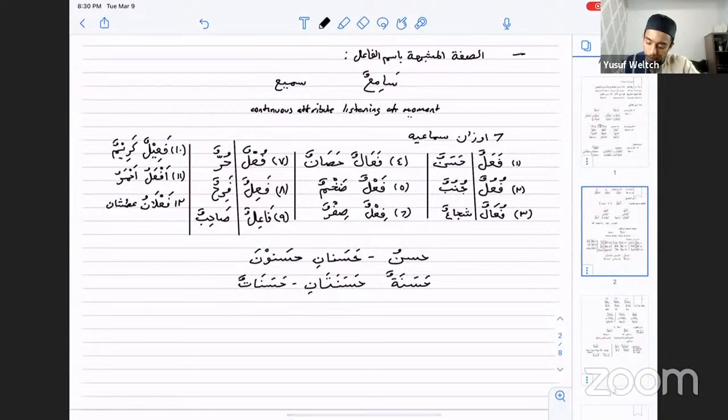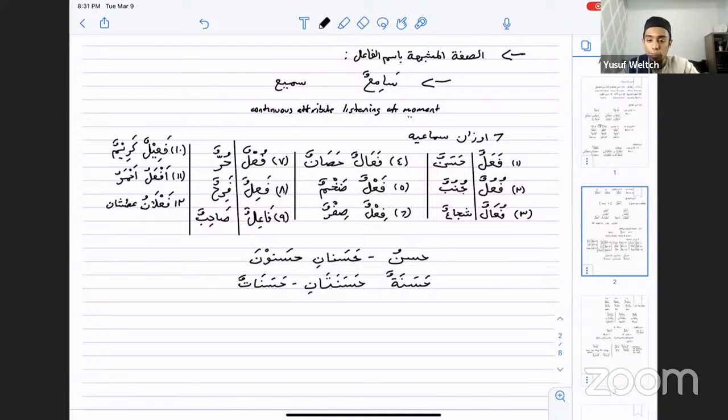If you look here, it says sifa al-mushabbaha bi-ism al-fa'il. So it's an adjective that resembles the active participle, the ism al-fa'il. This adjective kind of resembles the ism fa'il. So here we have two examples. Sami'un, what kind of word is sami'un? Which type of derivative noun is sami'un? It comes from sami'a, but what type of word is it? A doer. Fa'il. What's the Arabic? Ismul fa'il. Good.